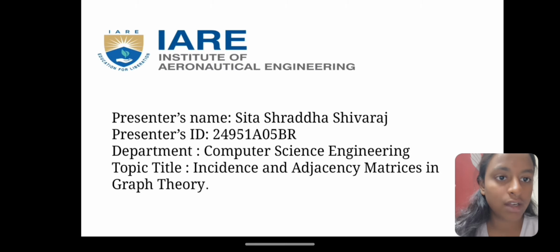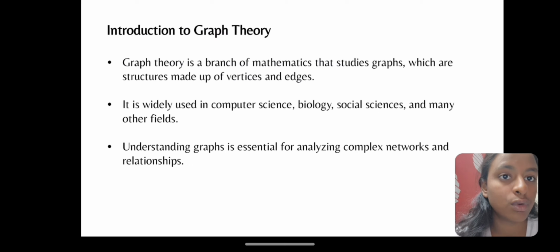My Tech Talk topic is incidence and adjacency matrices in graph theory. If we have to learn about incidence and adjacency matrices, first we have to learn what graph theory is. Graph theory is a branch of mathematics that studies graphs, which are structures made up of vertices and edges. It is widely used in computer science, biology, social sciences, and many other fields.